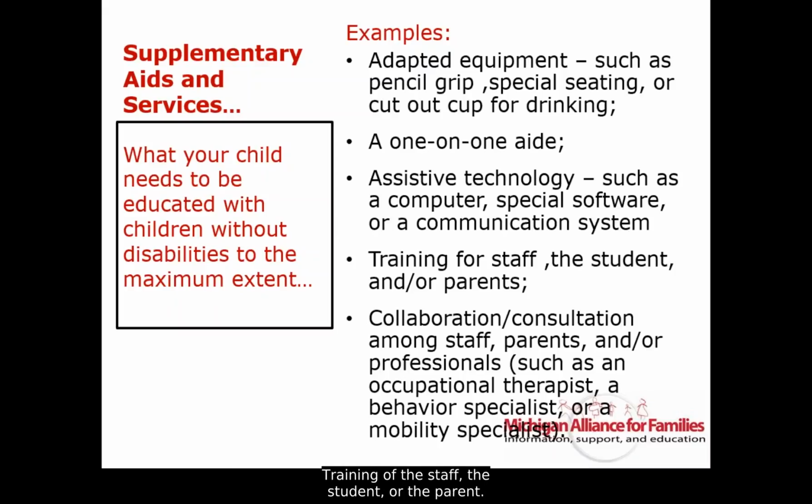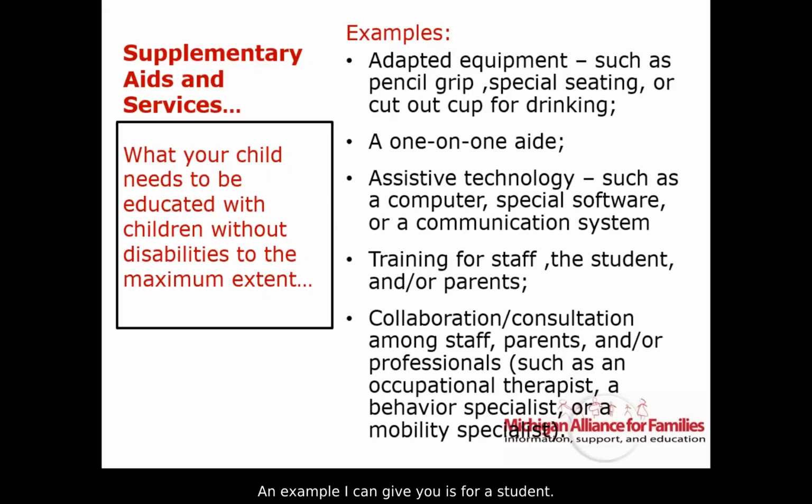Training of the staff, the student, or the parent, and we'll talk a little bit about what that might look like. It might be collaboration, consultation among staff, parents, or professionals. I think this is one of the parts we don't talk enough about: that we put a good IEP together based on really good baseline data. We talk about what the student needs to learn, and then how do we do that?